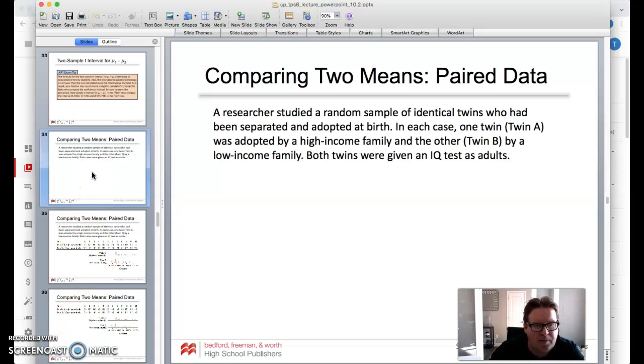All right, we come back wrapping up section 2 and hence all of chapter 10. So we're going to talk about comparing two means, where you have paired data. A little different here.